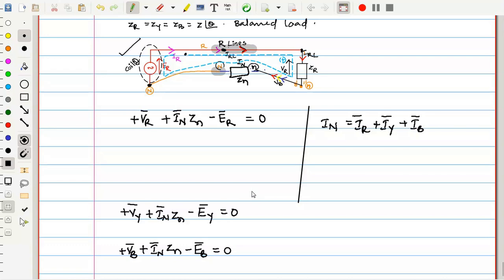Think of how to get some important thing. So ultimately what we need is this one. Let me put that up. The neutral current is flowing through this wire. So this side is plus, this side is minus. That is the neutral voltage. So the neutral voltage Vn is equal to In into Zn. This is what we need ultimately.